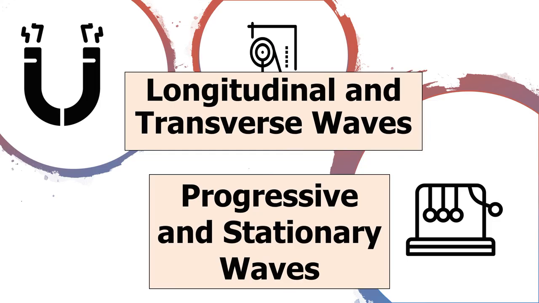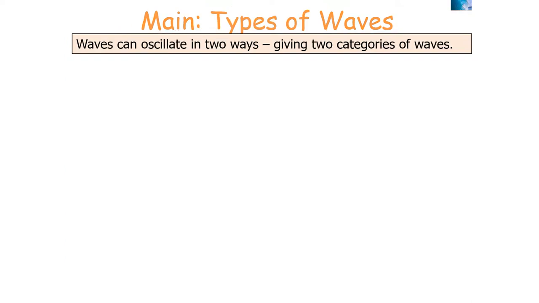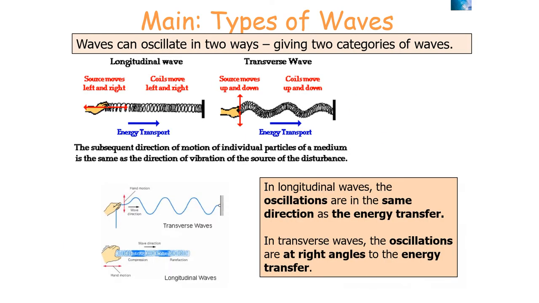Let's now have a look at longitudinal and transverse waves. So as we mentioned before, a wave is a periodic disturbance in a material. Now each particle of the medium vibrates or oscillates about a fixed position, and the energy is transferred outwards from the source of a wave. So the waves that move outwards from their source are called progressive waves, and you've got two types, transverse and longitudinal. So the waves can oscillate in two different ways. So you get two different categories, transverse waves and longitudinal waves.